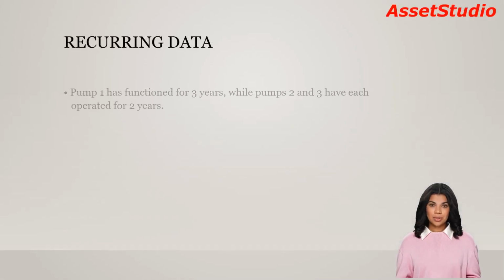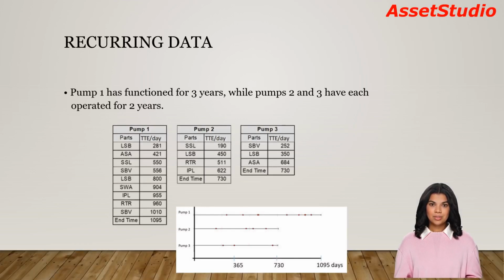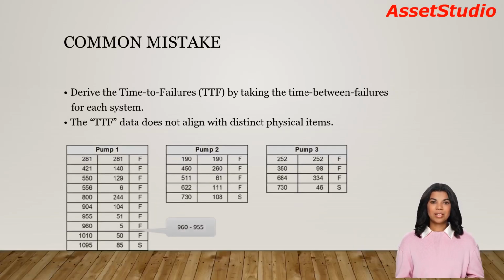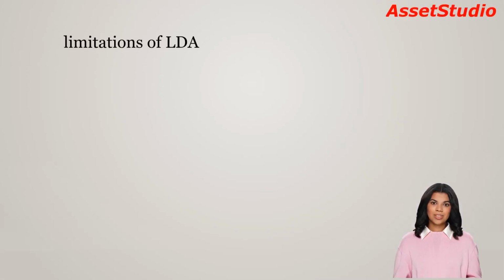Let's consider the failure data collected from a maintenance record, showing the failure instances of 3 pumps operating independently under similar stress conditions. Pump 1 has functioned for 3 years, while pumps 2 and 3 have each operated for 2 years. Beginner analysts often make the mistake of trying to fit a distribution to the time between failures across all systems. It's essential to recognize that the time between 2 failed items and the time to failure of an individual item are different. Why is this a mistake?